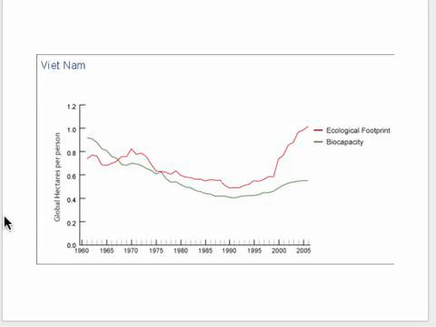Vietnam, there you can see again the ecological footprint recently from the 21st century of Vietnam has been increasing rapidly. Its biocapacity, look at the drop in its biocapacity. There's significant ecological overshoot there.